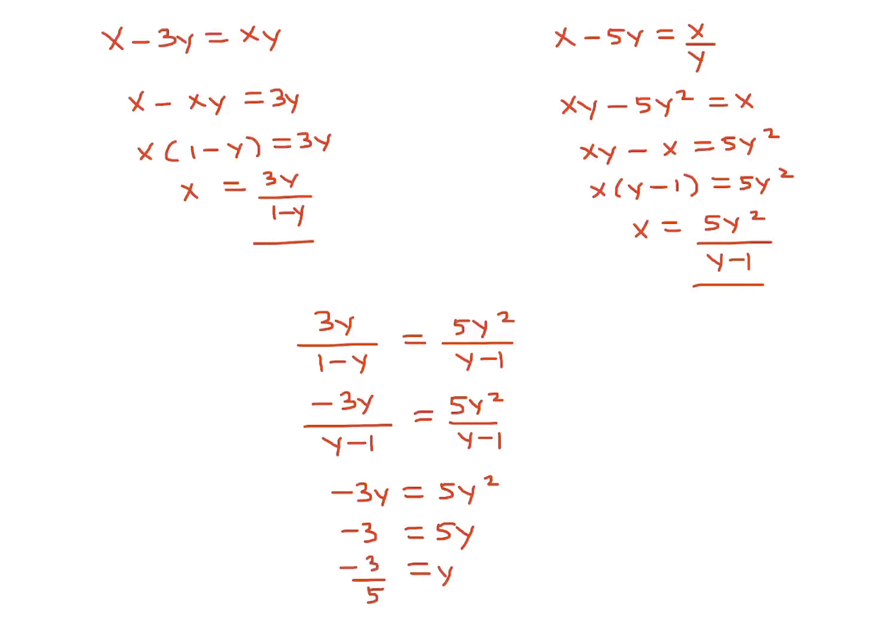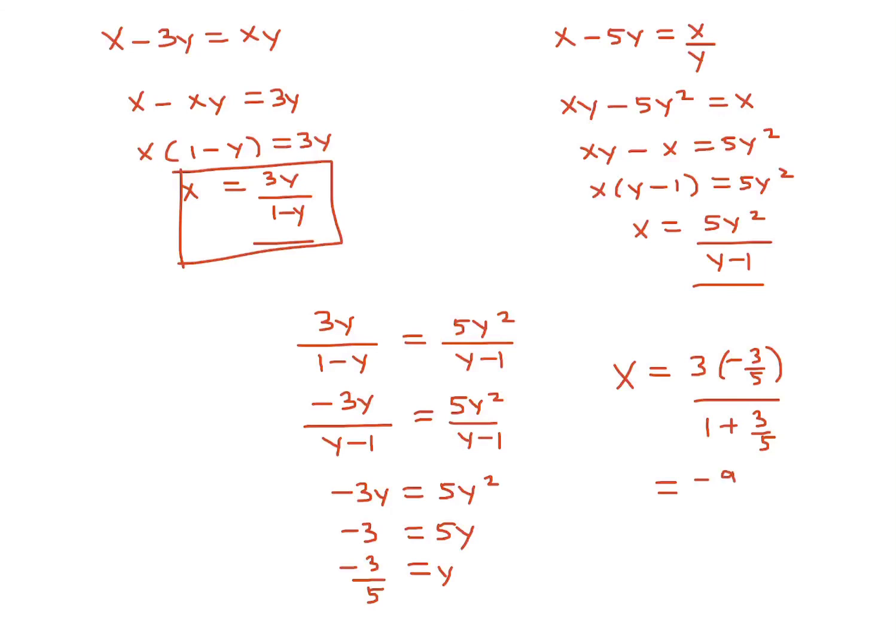If you substitute this back into any of these, you'll get x equals 3 times minus 3 over 5 over 1 minus 3 over 5, like that. And this will give you minus 9 over 5 over 8 over 5. Invert and multiply: minus 9 over 5 times 5 over 8. And this is equal to minus 9 over 8. So there you go. You've got x and y.